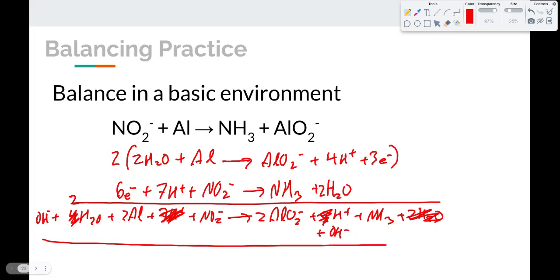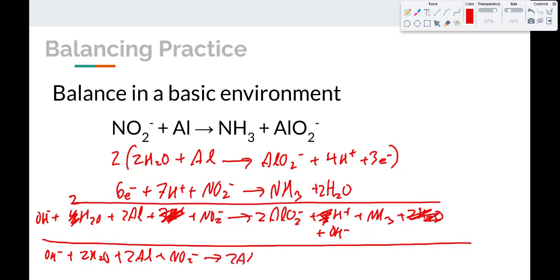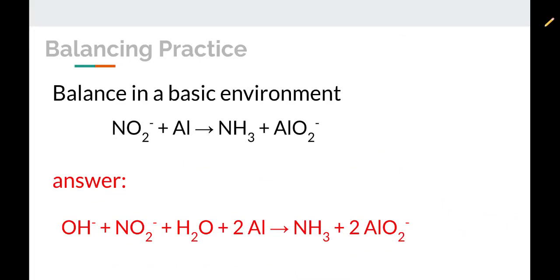And then when I put this together, I have OH minus plus 2H2O plus 2Al plus NO2 minus makes 2AlO2 minus, plus this H plus and OH minus together make it water now, plus NH3. And I can cancel this water away because I have 2 waters on the other side, and there's my overall reaction in a basic environment.